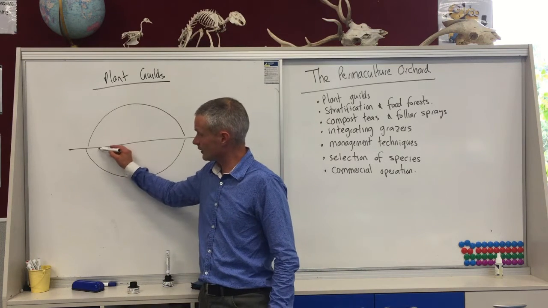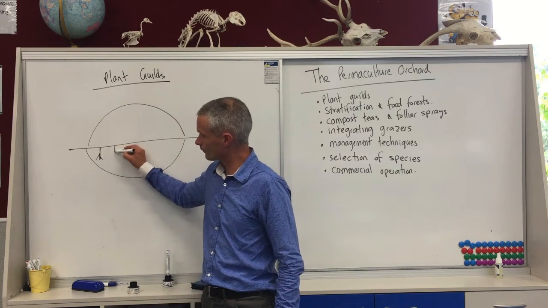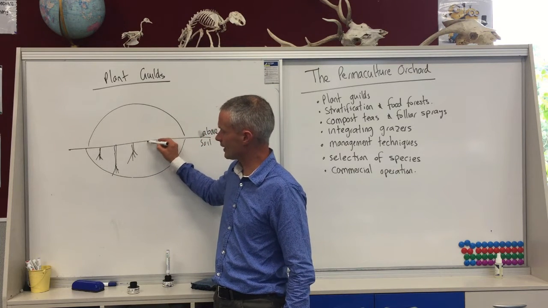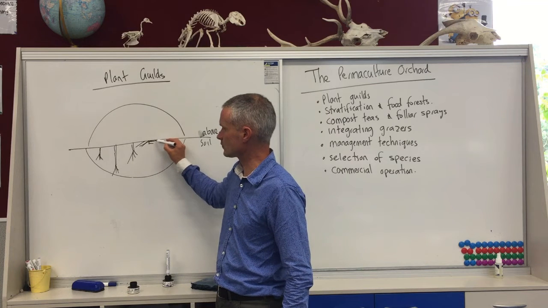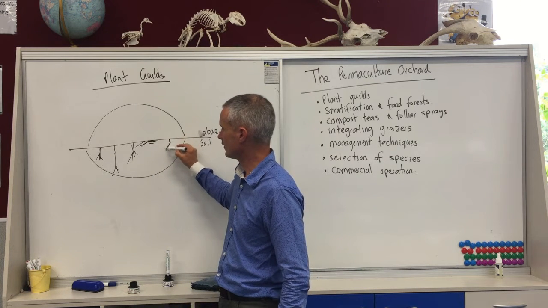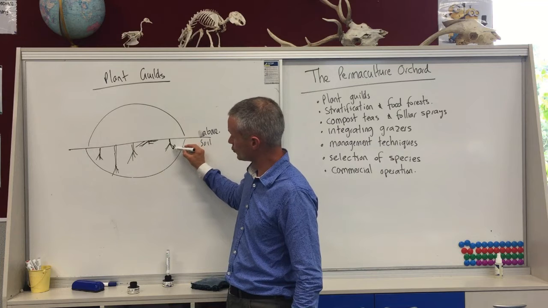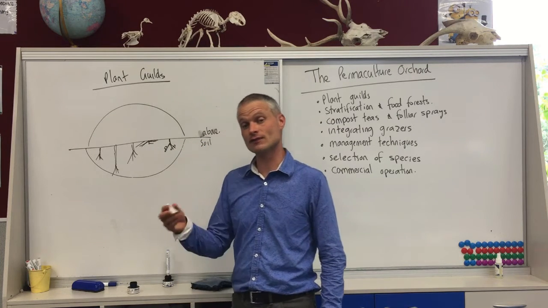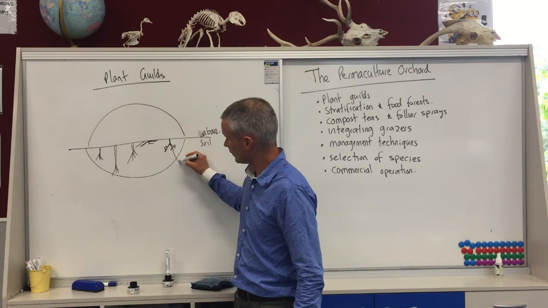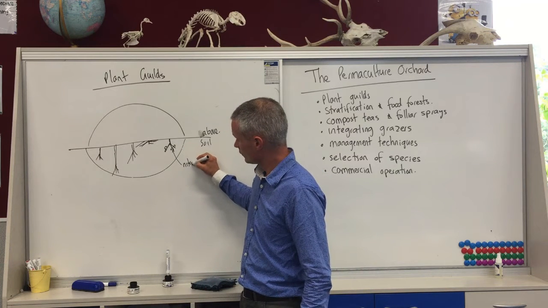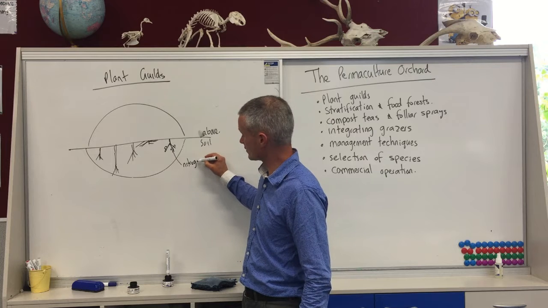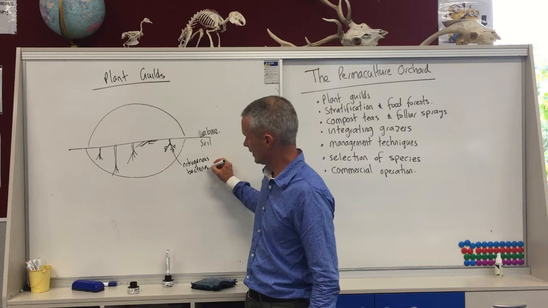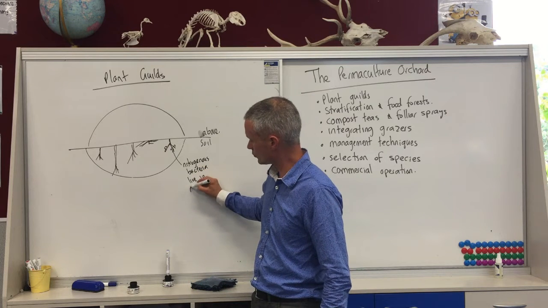So if we look at below soil, you have different plants that have different effects within the soil. So you may have plants with nodules on their roots, and these nodules act as home for nitrogen fixating bacteria, and we call these nitrogenous bacteria. And they live in the root nodules.